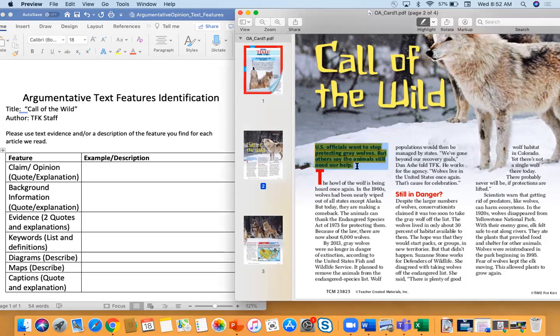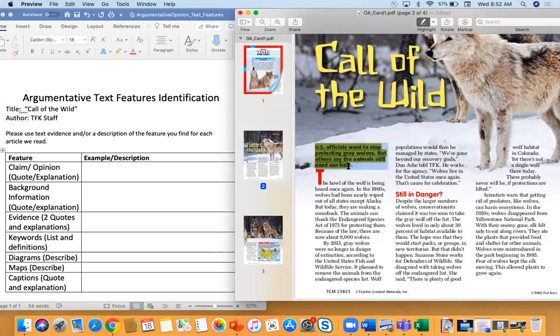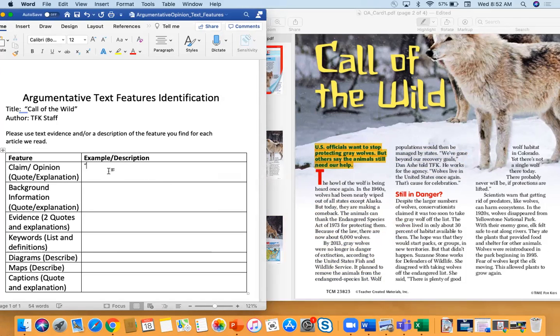I'm gonna copy. Okay, well, I highlighted the claim. Now I'm gonna... Oh, what did I do? I'm highlighting everything. Okay, I'm not gonna be lazy, I'm just gonna type it.